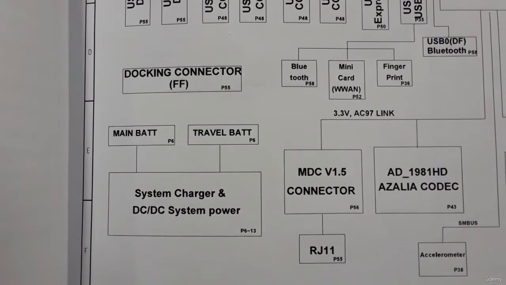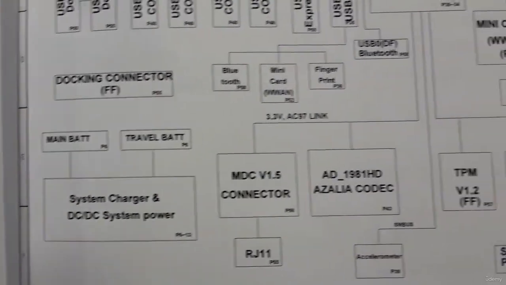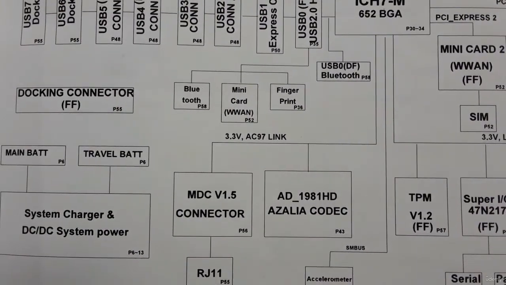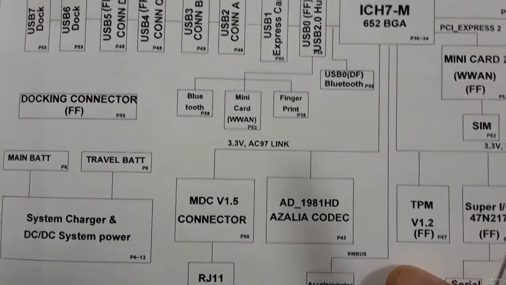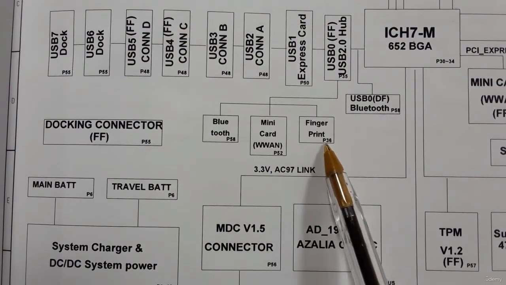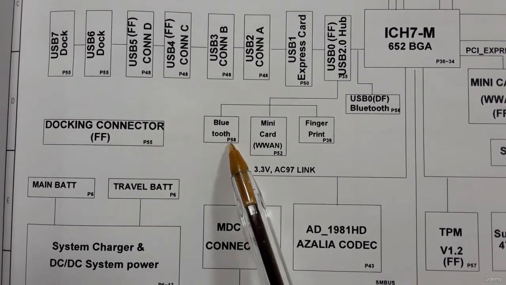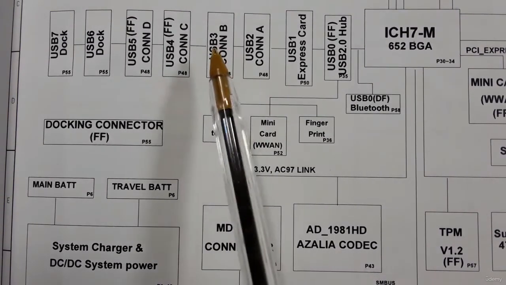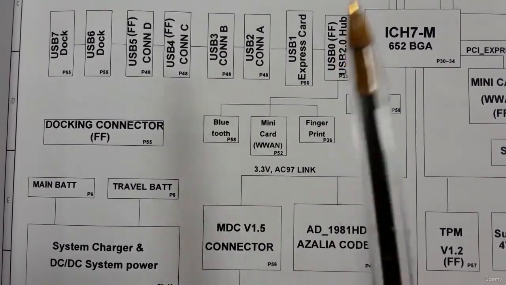Here we have some information. Of course, everything here contains its pages. For example, this Azalea codec, we will find it in page 43. The fingerprint schematic exists in page 36. The Bluetooth schematic is in page 58, for example. The USB 3 schematic is in page 48, etc.